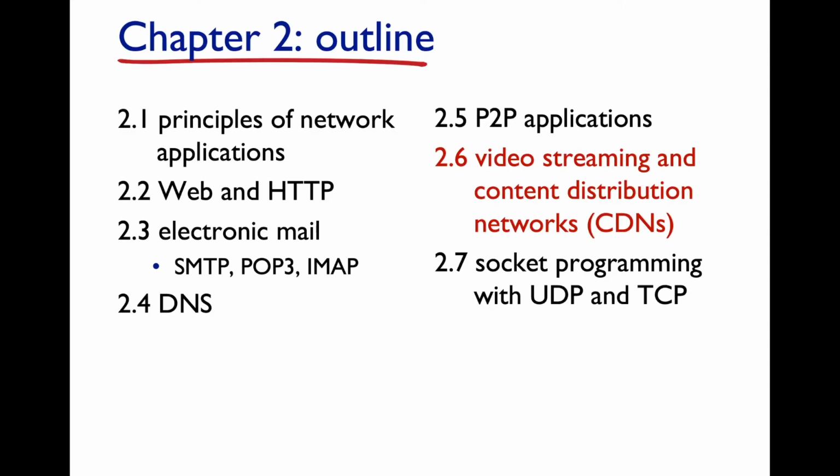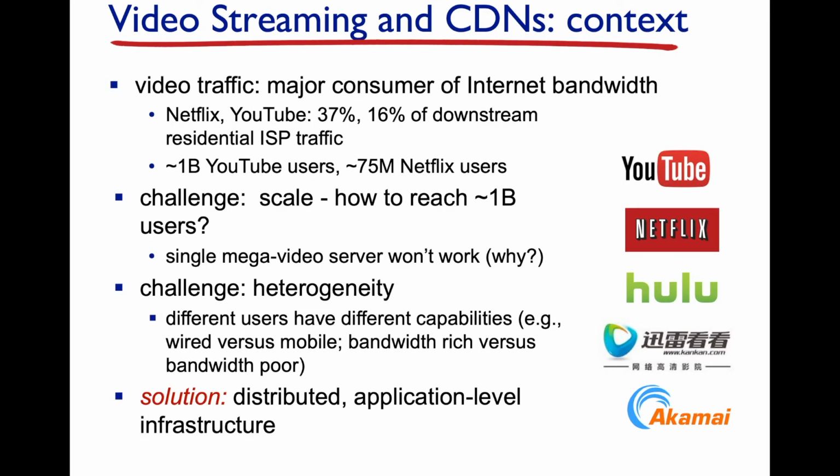Okay, so that's a little bit about BitTorrent. So now we'll turn our attention to content distribution networks. Now, video traffic is a major bandwidth hog for internet bandwidth. And Netflix, at the publishing of this book, comprised about 37% of internet traffic, and YouTube about 16% in residential networks. And so there are billions of YouTube users, and in contemporary times, hundreds of millions of Netflix users.